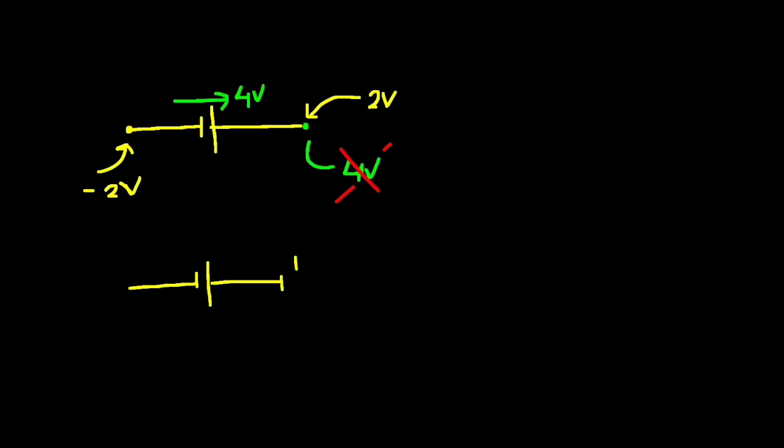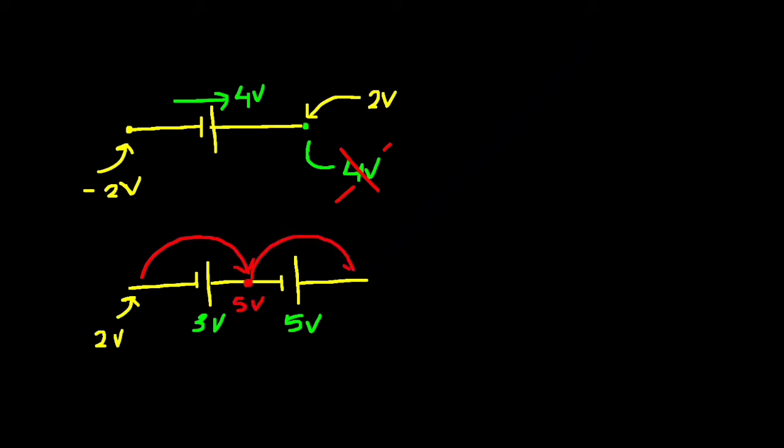To understand much better, let us go through a few more examples. Here I have got two batteries, one with 3 volt EMF and the other with 5 volt EMF, and the edge is at 2 volt potential. Now we are supposed to find the potential at the right hand end. The 3 volt battery ups the potential by 3, therefore it's 5 volts at the center, and the 5 volt battery ups by another 5, therefore the potential at the right hand end is 10 volts.